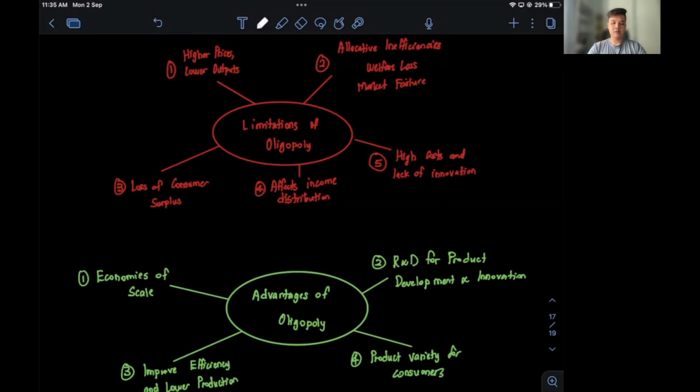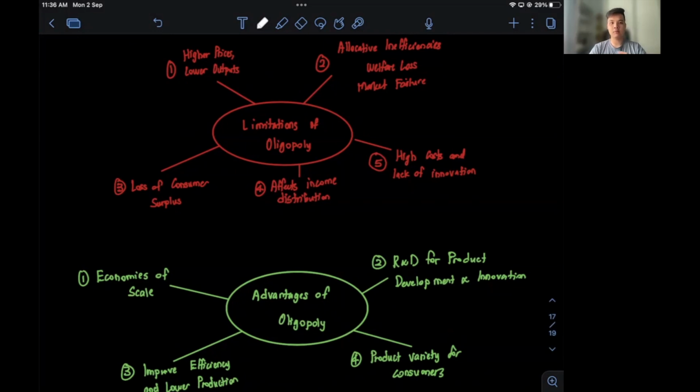Recall that oligopolies behave like monopolies, so frankly, the limitations are quite similar. Firstly, oligopolies charge higher prices and produce lower quantities of output. And this results in allocative inefficiencies, welfare losses, as well as market failures. And this also results in a loss of consumer surplus, which also negatively affects one's income distribution.